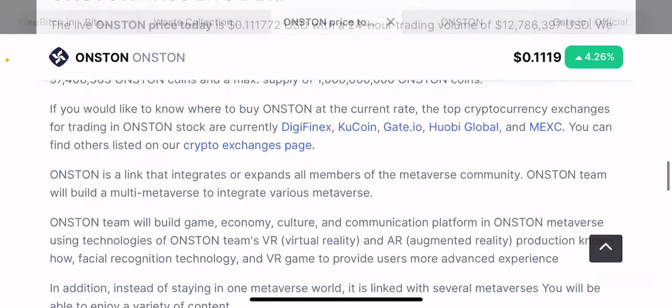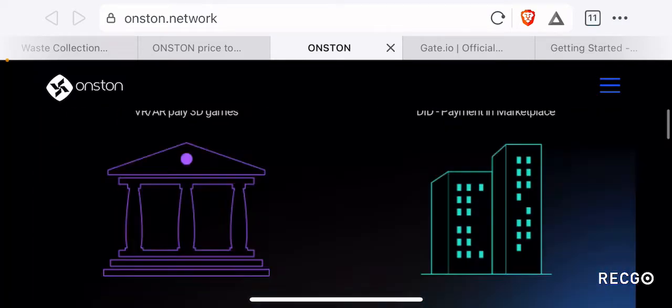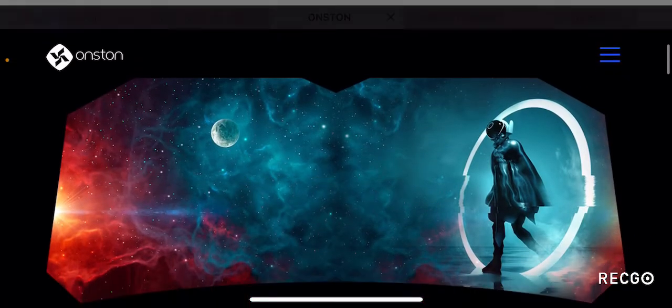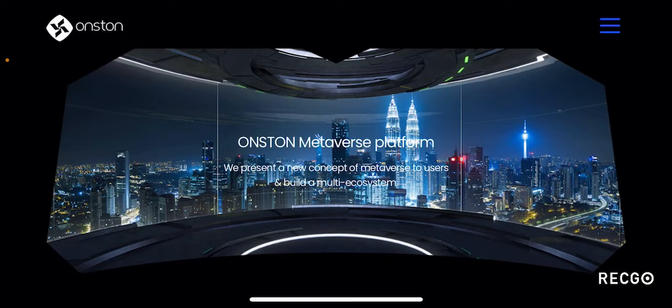So let's go to the website to connect, to identify some of the other information that they have, right? So going to their website, which is onston.network, right off the bat, they have a pretty cool website. And if you see, they have some of the visuals which are really cool. And again, it's all futuristic.